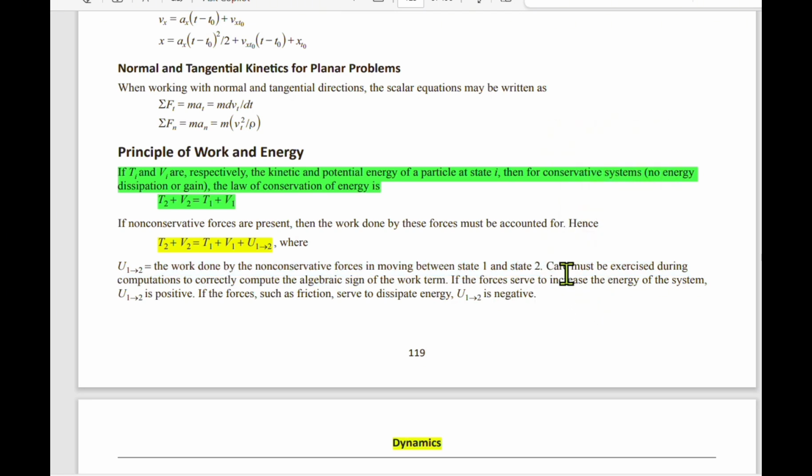One of the things they've pointed out also is that we have to take care during computation to correctly compute the algebraic sign of the work term. If the forces serve to increase the energy of the system, then it will be positive. However, if the forces, such as friction, serve to dissipate energy, then U from 1 to 2 will be negative.